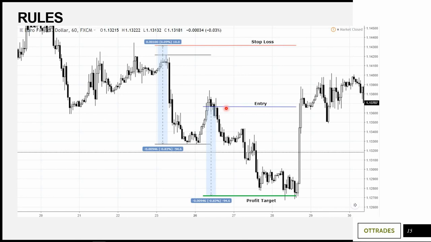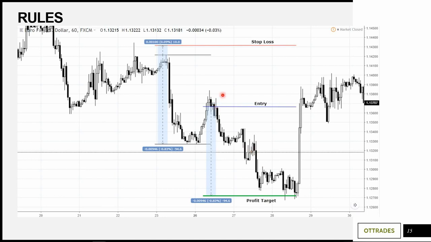So we would enter the trade here on the close of this bearish candle, once we've got our entry reason, the close of that bearish engulfing candle. Our take profit is the same as this price move here, down. Our stop loss goes here. We enter on this trade, and as you can see, price moved nicely down and hits our profit target, 94.6 pips. And that's us out of the trade.